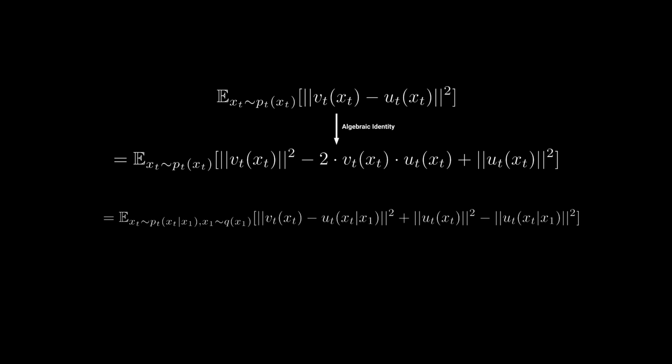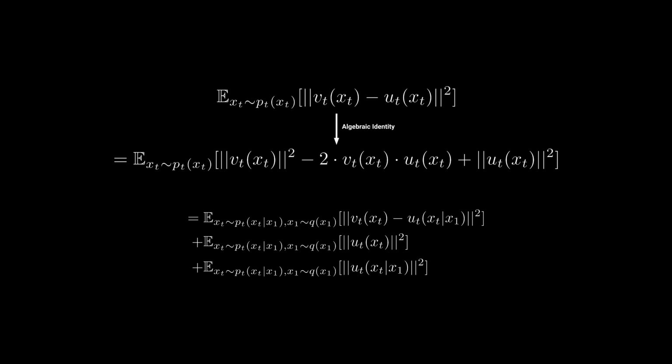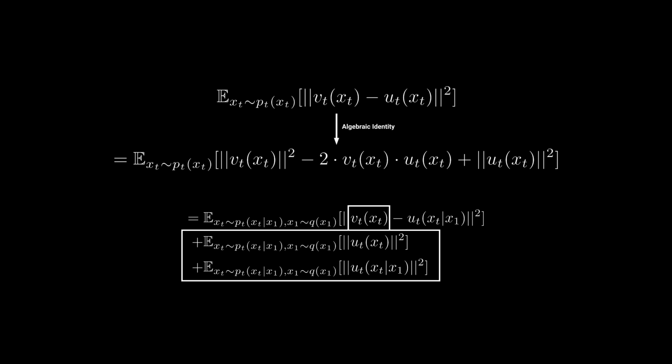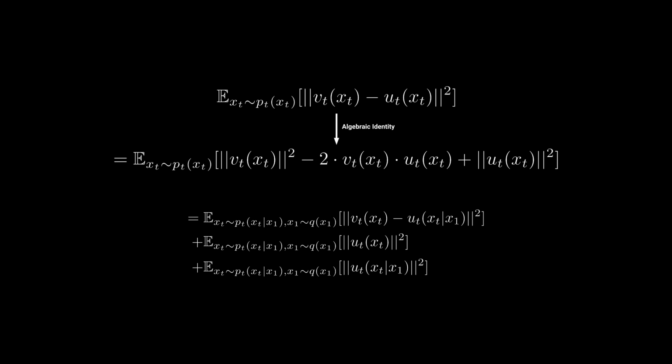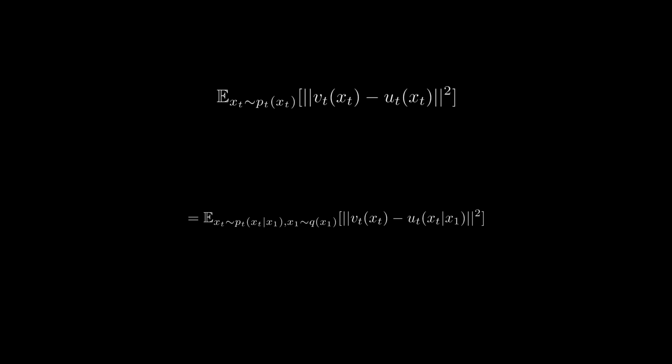Now let's just separate all these terms into their own expectation, and we can see that if we want to minimize this objective, these two terms don't include the weights we are optimizing, which are only present in our neural network Vt of xt, and therefore we can view them as a constant and remove them from the objective. Now look where we started and where we ended up.